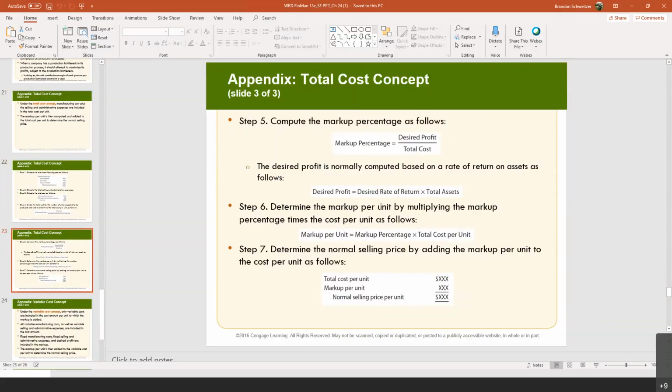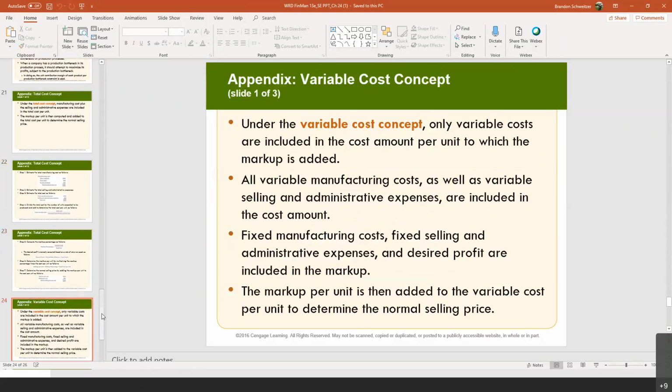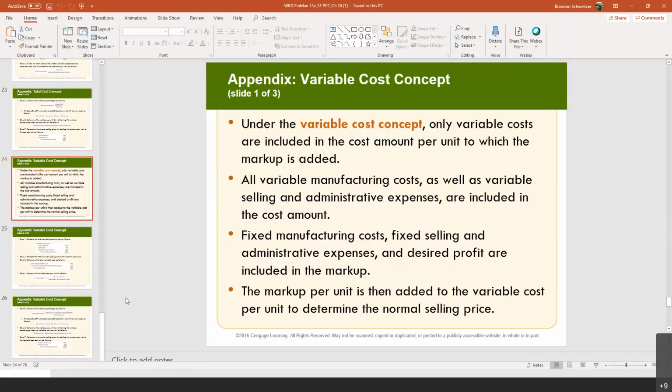And then, of course, the next thing you got to figure out is how much markup I want per unit. To figure that out, I take my markup percentage that I figured out in step 5. I multiply that by my total cost per unit that I got from step 3. I'm sorry, step 4. And so the last thing I need to do is determine my normal selling price by taking my total cost per unit, adding that to my markup per unit to get my normal selling price per unit. So that's total cost concept.